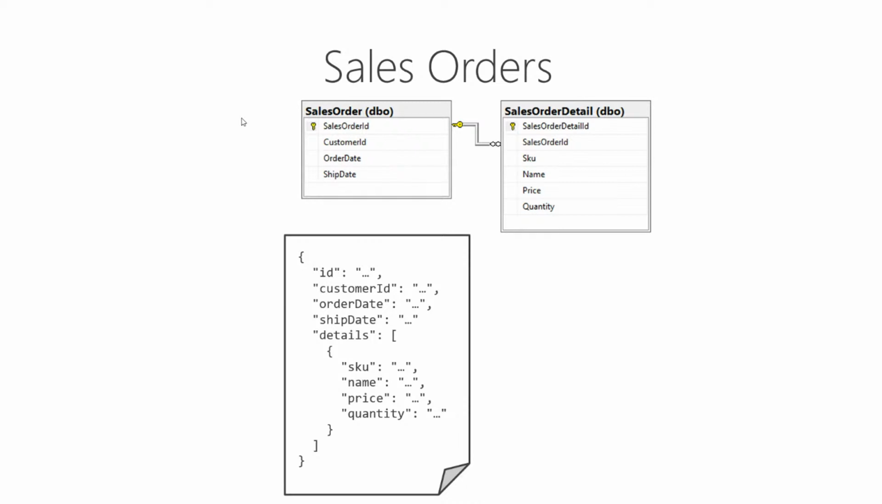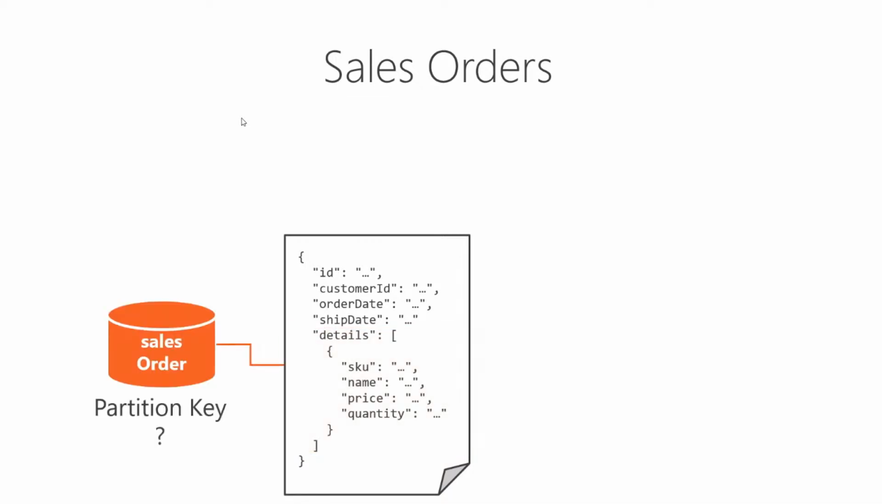Right, so we'll embed the sales order details, essentially pre-joining them. And they're embedded there as an array of details inside each sales order document. And then we're going to put them in another container called the sales order container. Ask the usual question, how do I partition this container? Well, answer by re-asking the usual questions. What are my most common queries?